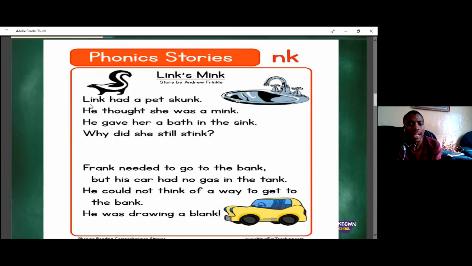Let's start again, the first one. Link had a pet skunk. He thought she was a mink. He gave her a bath in the sink. Why did she still stink? Now the next one. Frank needed to go to the bank, but his car had no gas in the tank. He could not think of a way to get to the bank. He was drawing a blank.